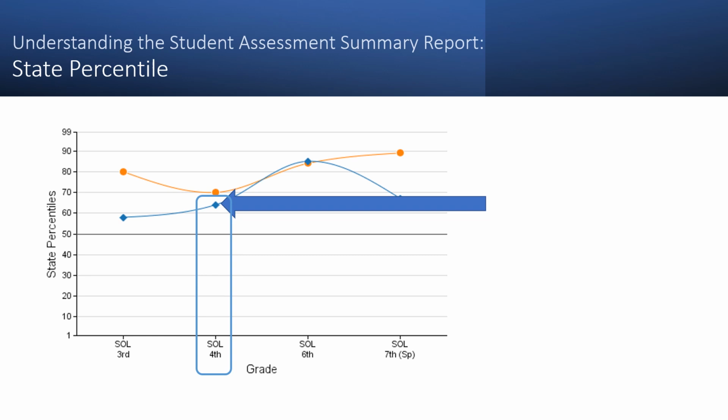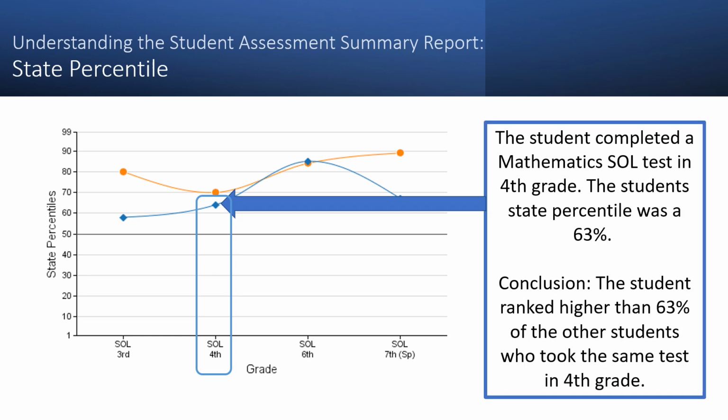To further explain the state percentile, we will use an example that is placed on this graph. The student in this example completed the mathematics SOL tests in 4th grade. The student's state percentile was a 63. If we look at the blue diamond represented on the graph, which is pointed out by the arrow and surrounded by the blue box, our conclusion can be that the student ranked higher than 63% of the other students who also took the same test with that student during their 4th grade year.